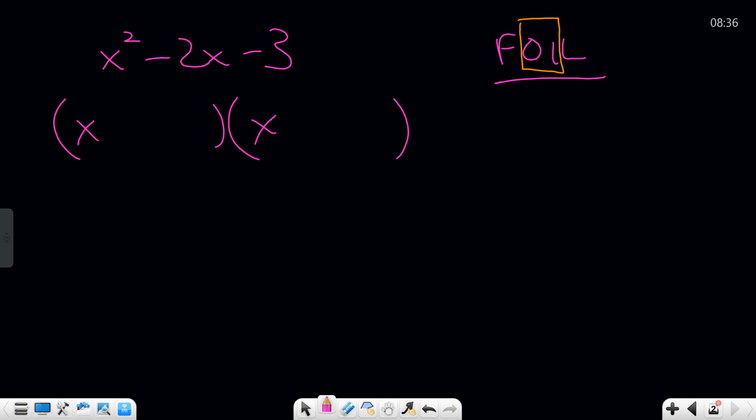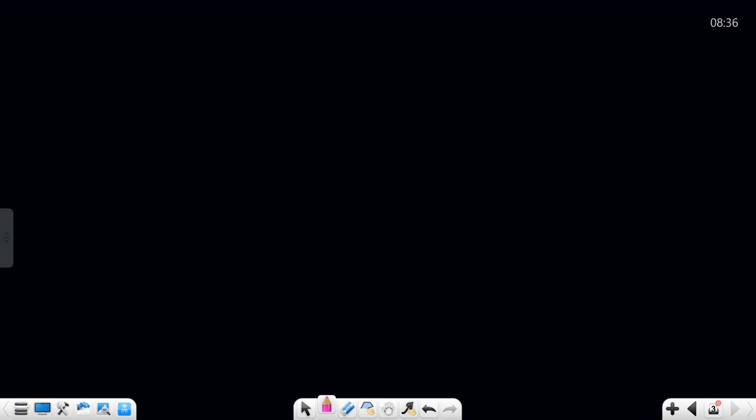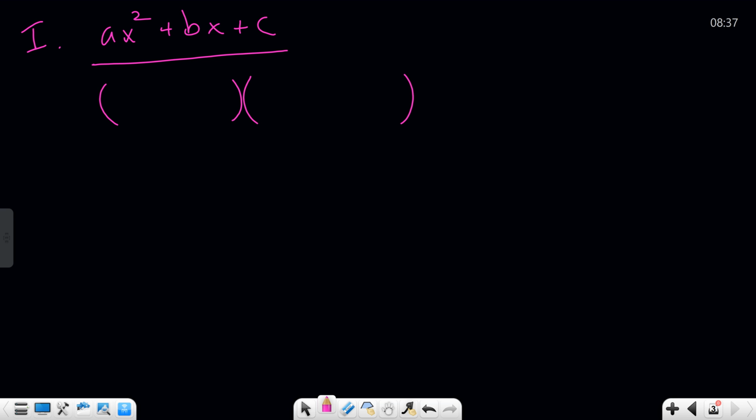Okay, let's create a new screen here. X squared plus bx plus c. First scenario. Everything is positive. What are the signs in here? Plus plus. Has to be. No other options.